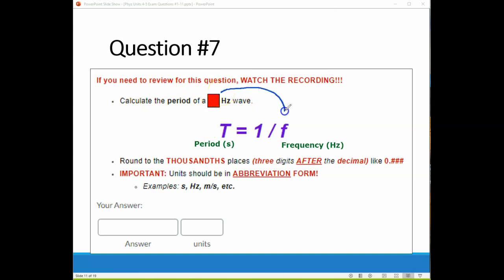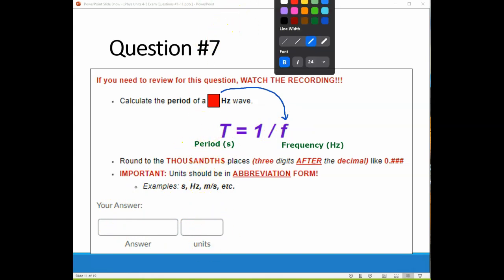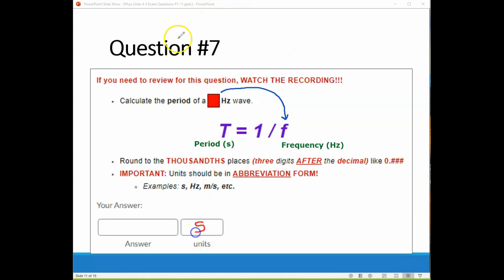Plugging this in, this would be hertz, so that gets plugged in for frequency. In your calculator, the number 1 goes first, then divide by the frequency. That will give you your numerical answer, and then your units here, for period, should be S for seconds. Only the letter S, otherwise the computer will mark it as wrong. Pause the video and continue playing when you're ready.